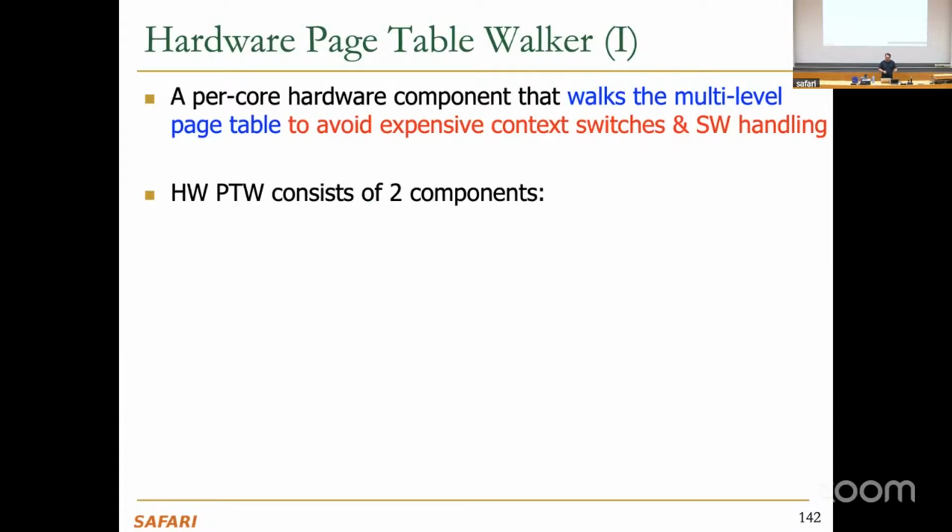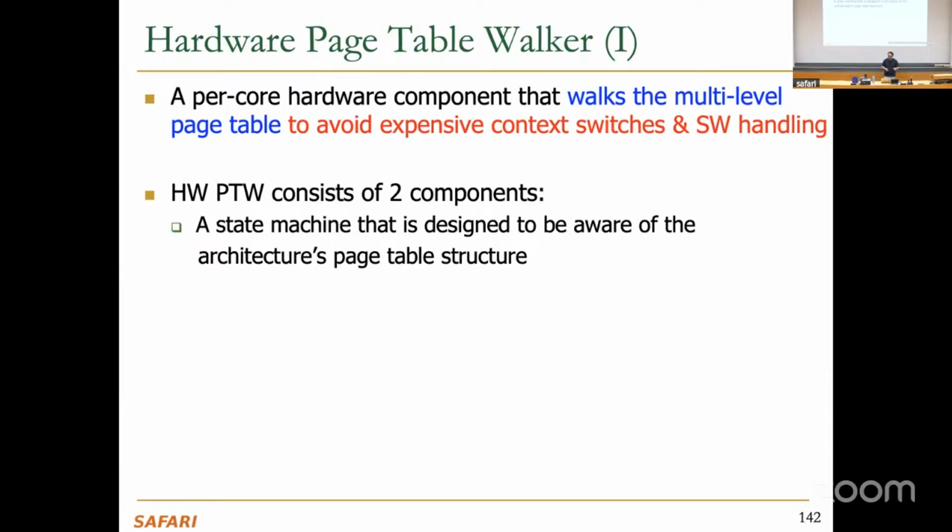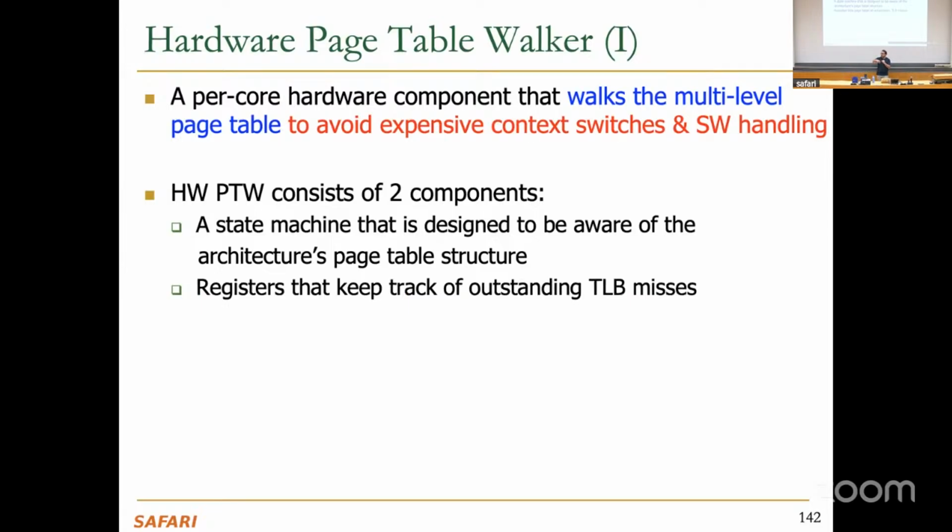So the hardware page table walker consists of 2 components: the state machine, the FSM, that is designed to be aware of the architecture's page table structure and needs to do 4 accesses, and registers that keep track of outstanding TLB misses, because we might want to handle more than 1 TLB miss at the same time.